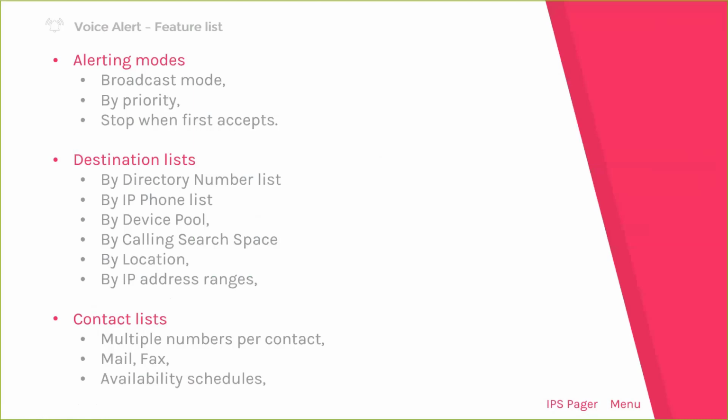It's possible also to use contact list. The difference is that a contact may have several numbers, so you can first call the office number, then the mobile, then the home number, or the three at the same time. It's possible also to send email or fax. And you can take into account the schedules, the availability of the different contacts. So depending on the time of the alert, it will call different contacts.